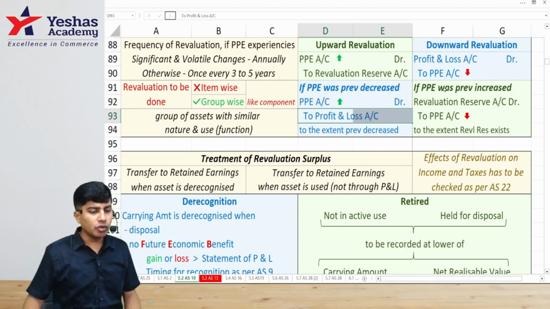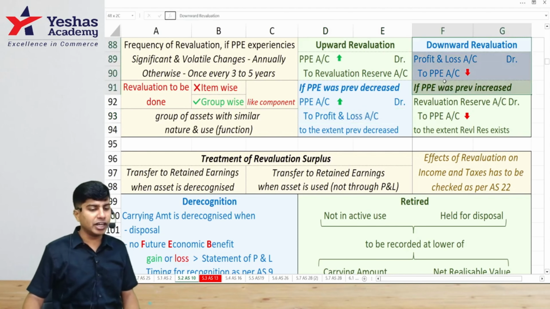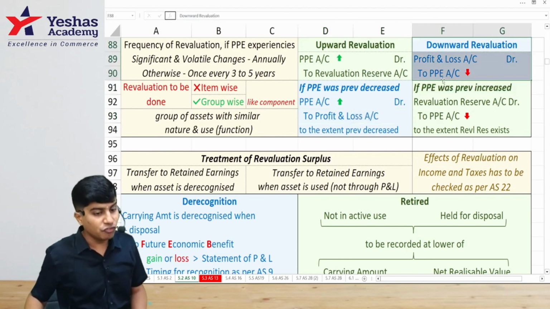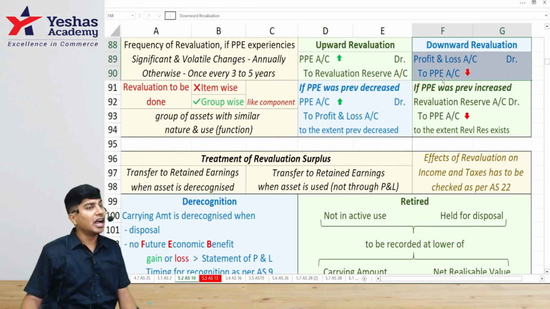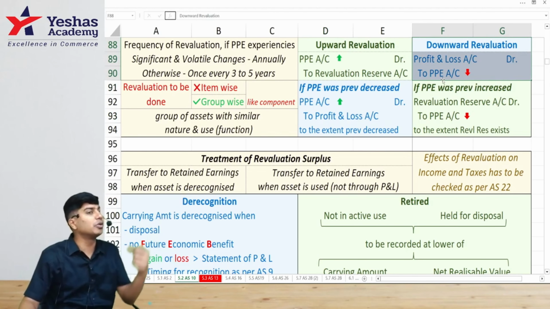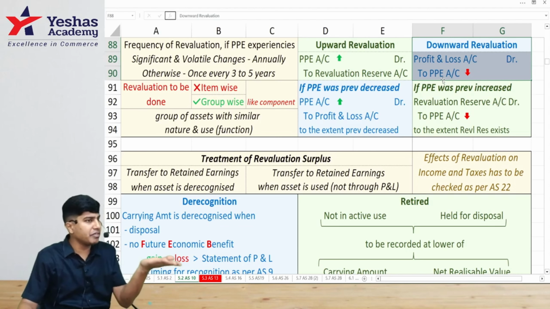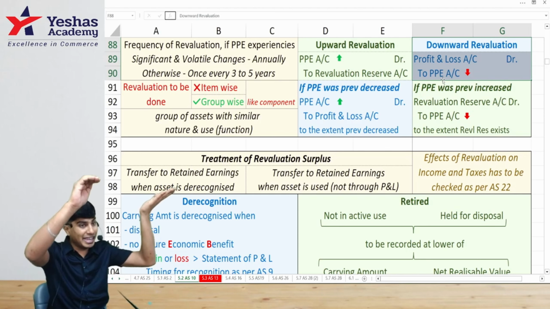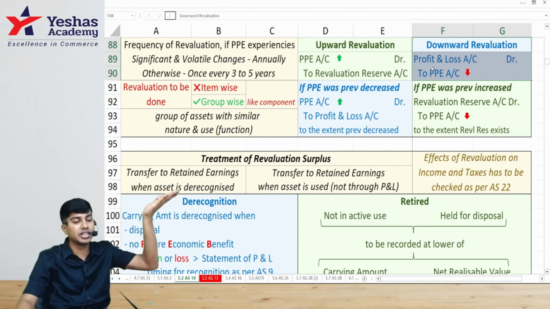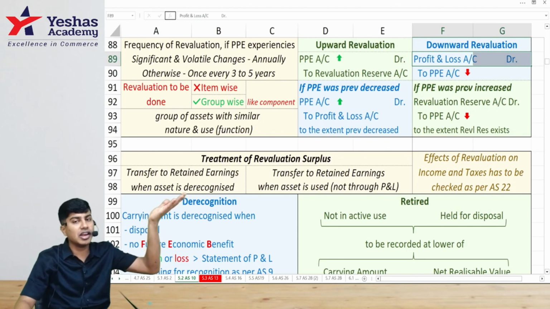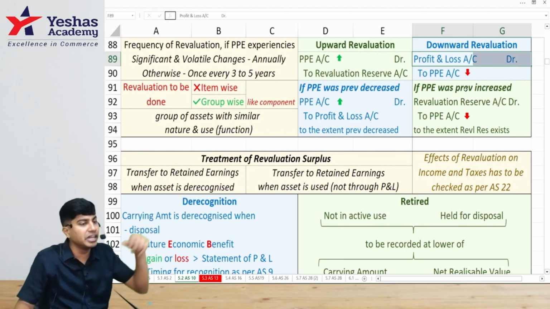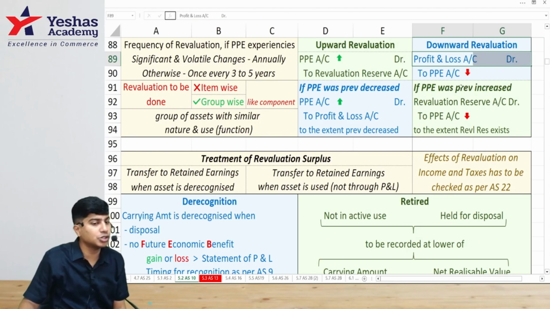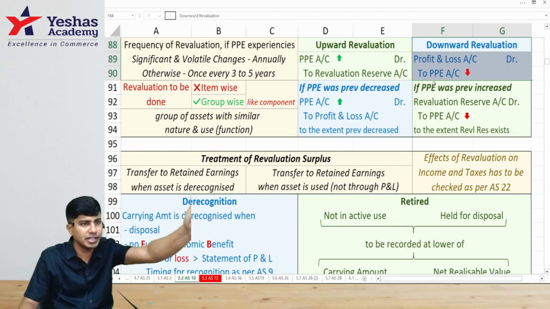And when I do downward revaluation of the asset, I'll write P&L to PPE. But before I write P&L to PPE, I would have to check if this asset was previously revalued upwards. If the asset was previously revalued upward by 10, now I am revaluing it downward by 8. I won't write 8,000 debit to P&L. Whatever revaluation reserve was previously created will be debited. My entry will be revaluation reserve account debit to PPE account. I hope everybody got this.